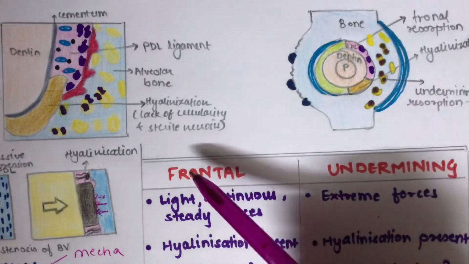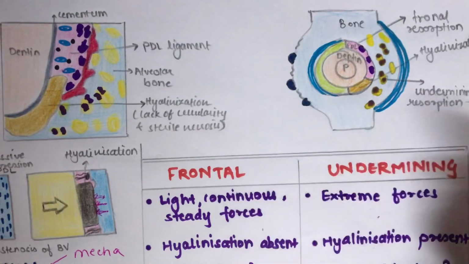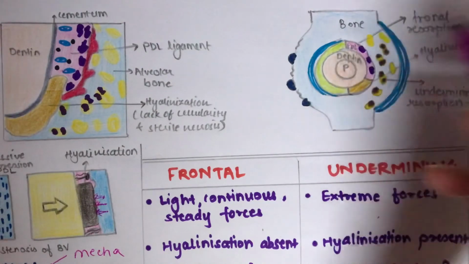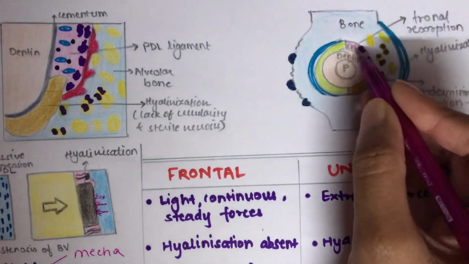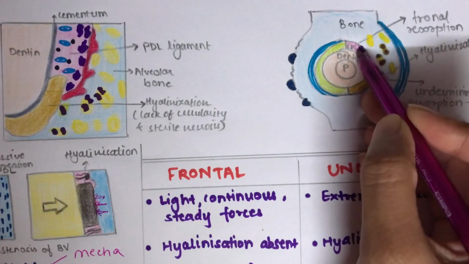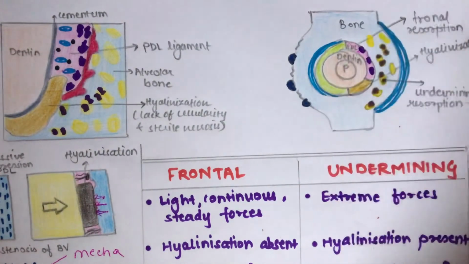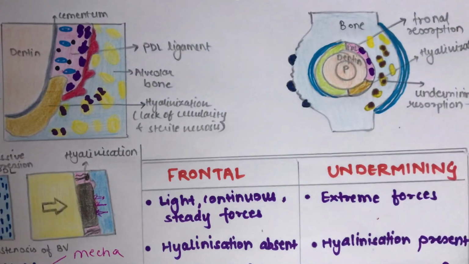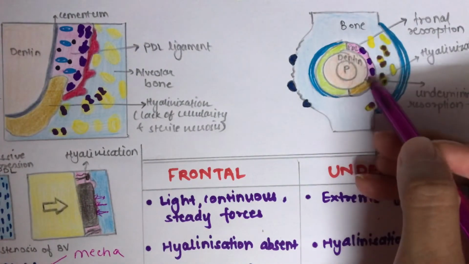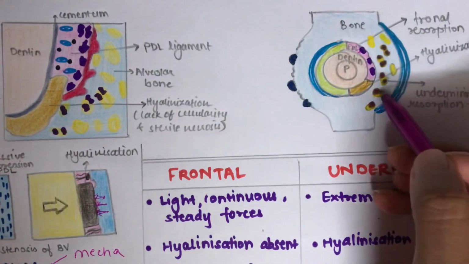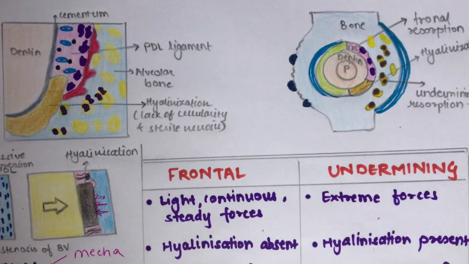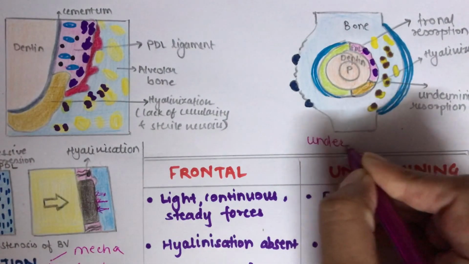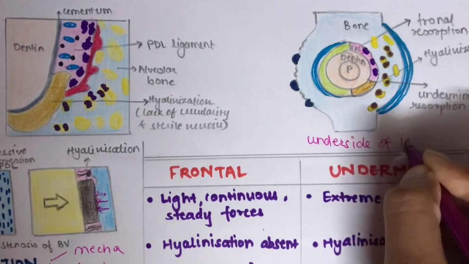Basically, frontal resorption occurs between the root and the lamina dura. This is your root, and between it and the lamina dura, that means it occurs in the PDL itself. So over here, this is your frontal resorption in the PDL. Whereas in undermined resorption, there is hyalinization present, so the PDL is incapable of resorption. In that case, the resorption takes place from the underside of the lamina dura, and hence it is known as undermining.